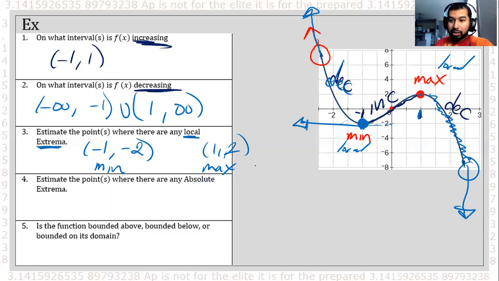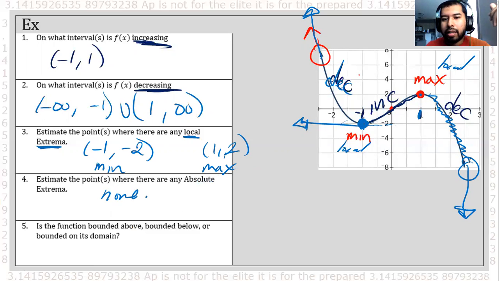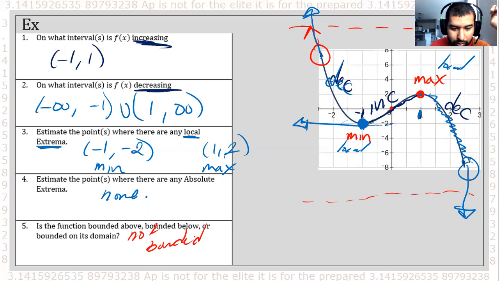Is there any absolute extrema? Well, remember, this went all the way up, up, up, up, and all the way down, down, down, down. So there is none, and that's perfectly fine. Is the function bounded? Well, according to our notes, I could draw a little line, do it in red, and ask: will it pass this line right here? If it does, it is not bounded. So since it's going all the way up, it's not bounded on top. And if it crosses this line at the bottom, it's not bounded below. So this is not bounded at all.